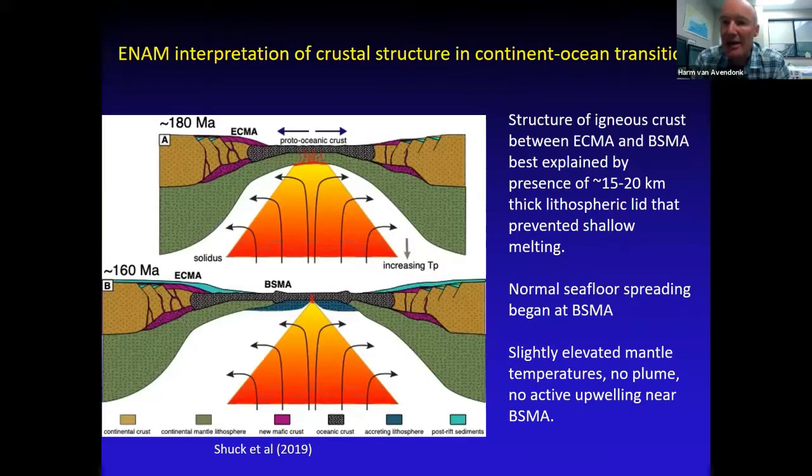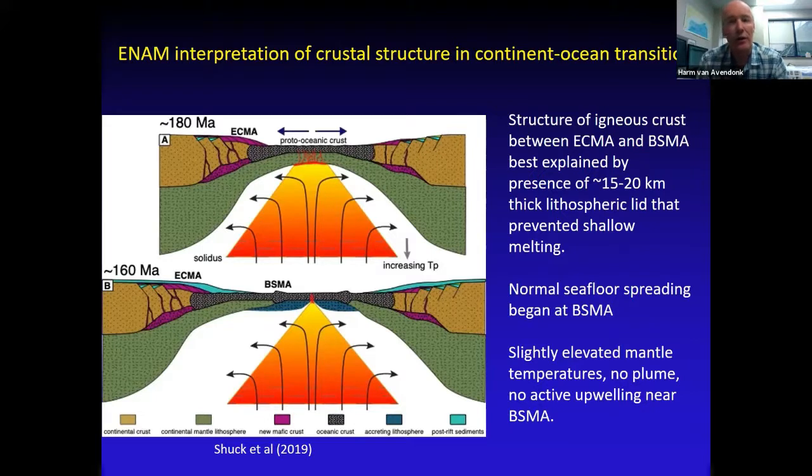Now, what really makes the area between the East Coast magnetic anomaly and the Blake Spur anomaly so unique is that there probably was a relatively thick lithosphere, for example, 15 kilometers thick, that really prevented a lot of melting at shallow depth levels. So even though the seismic velocities were high in this region in the crust, because the mantle melts were mafic, there was still relatively thick lithosphere when Pangaea started to break up in the Central Atlantic Basin.